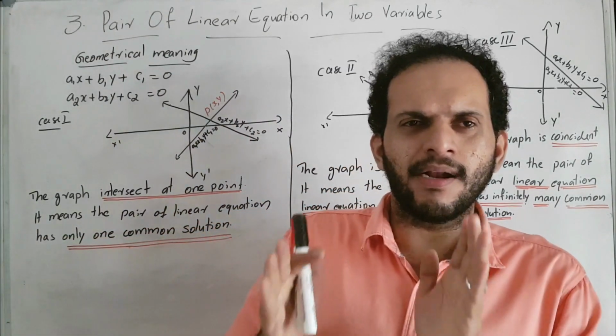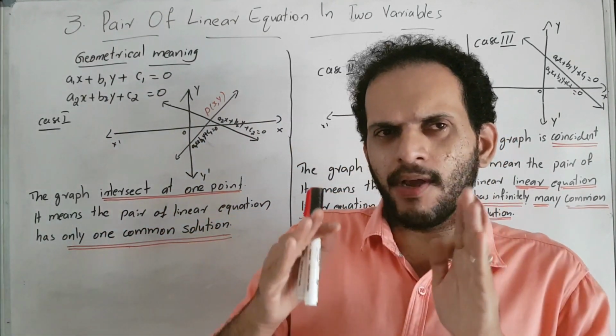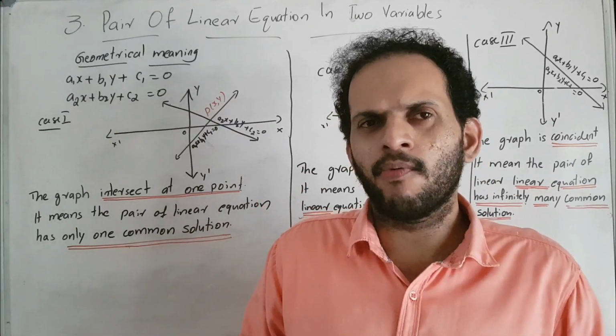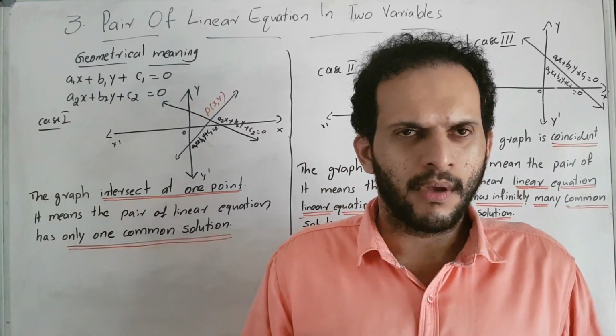So the graph is coincident means the pair of linear equations has infinitely many common solutions.